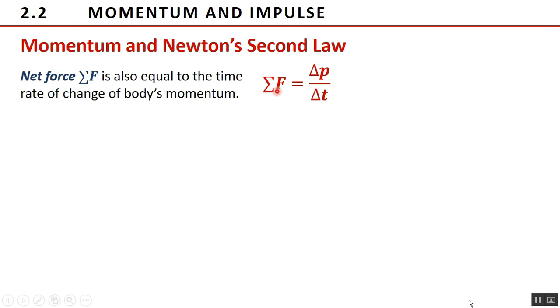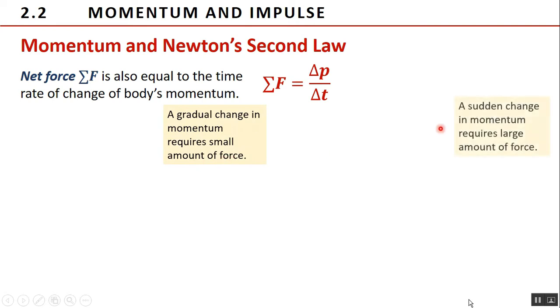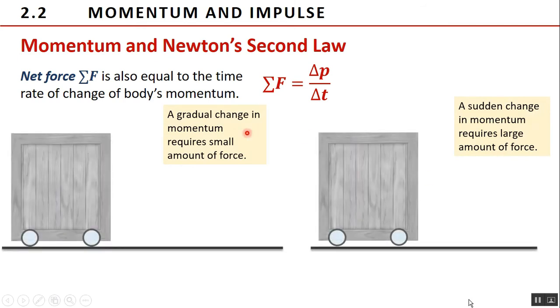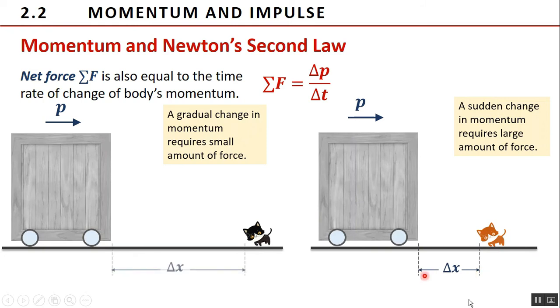This equation explains that a gradual change in momentum requires a small amount of force, while a sudden change of momentum requires a large amount of force. To explain this concept clearly, consider this scenario. Imagine we have two crates of equal masses and velocities. Therefore, they have an equal amount of momentum. Now, let's say that there are two cats standing on the other side of the crates. Can you spot the difference, aside from the colors of the cat? Very good. As you can see, this orange cat is standing closer to the crate than this black cat.